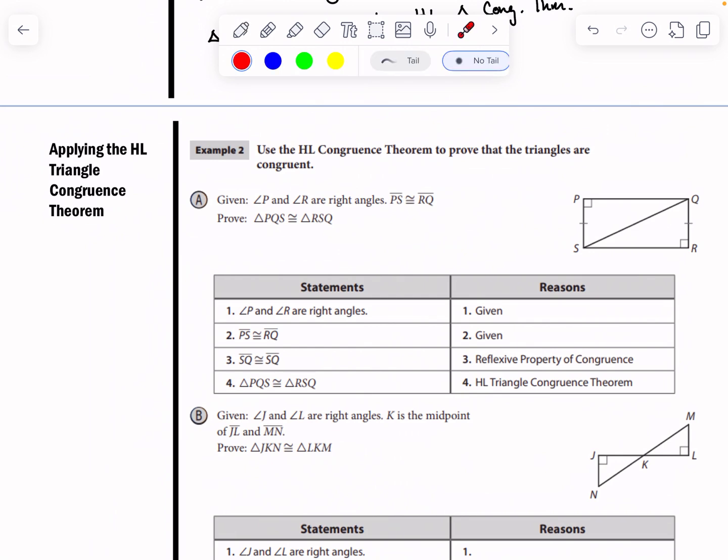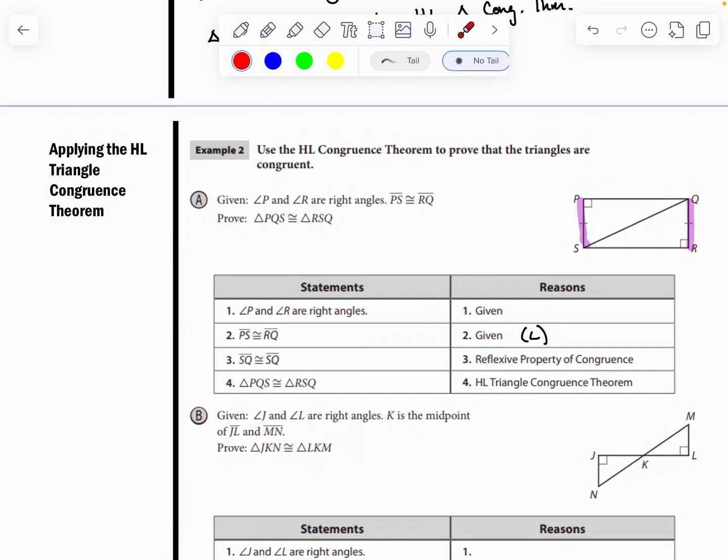So for this first one, we're just going to annotate and refer to various things. So we have that P and R are right angles. Okay, note it there. PS is congruent to RQ right there. So I'm just gonna, you don't have to, but I'm gonna highlight this. All right, so we have, yes, it's given. This is also given. So this right here, I'm just gonna put that this deals with one of the legs or each of the legs of the right triangles.